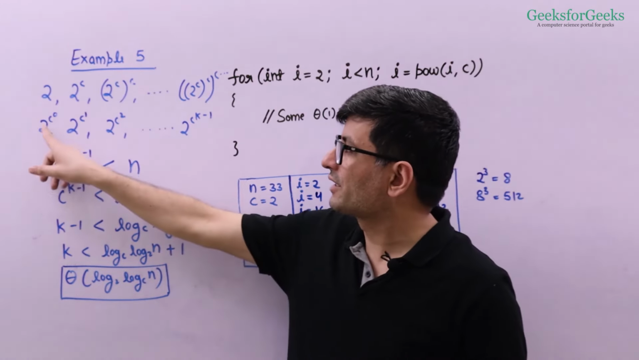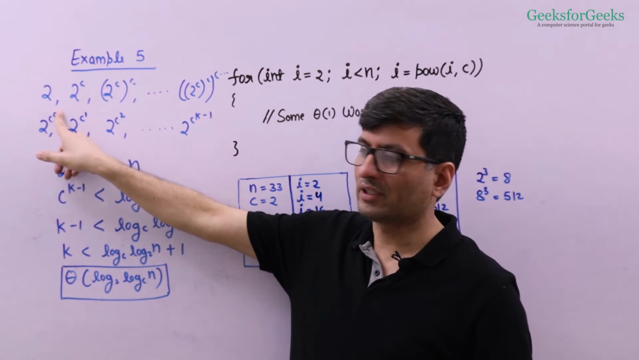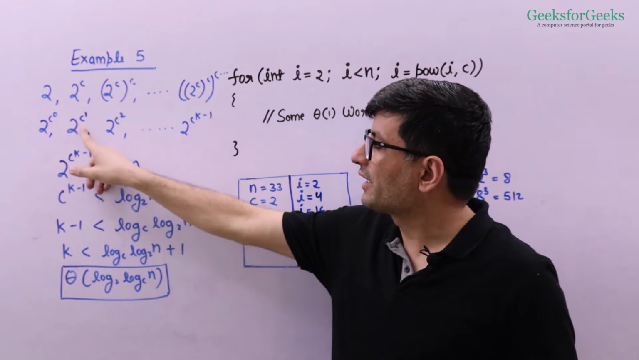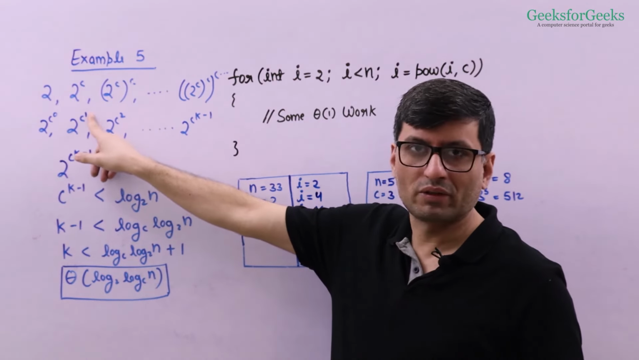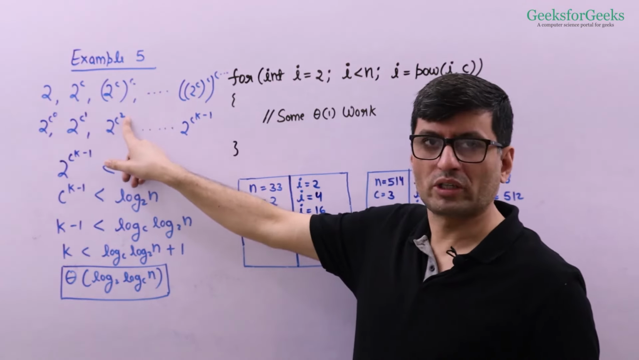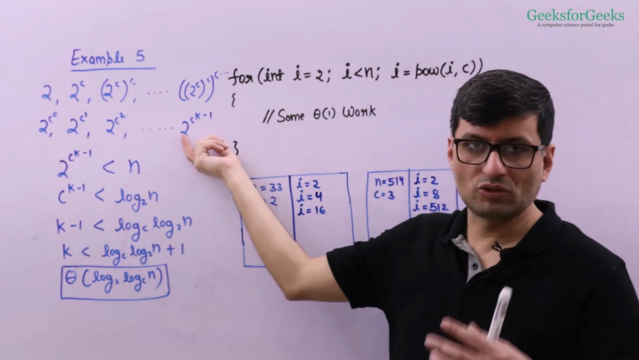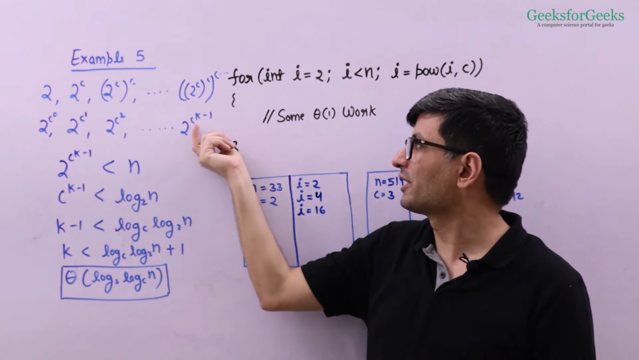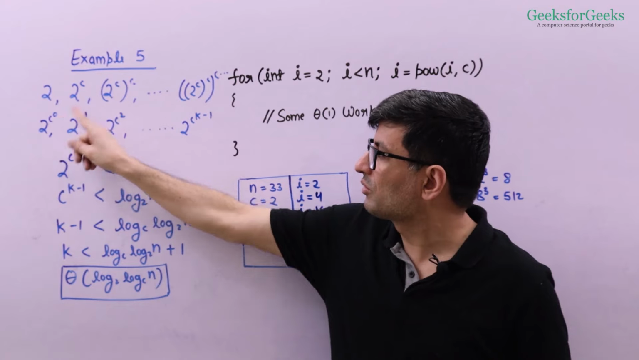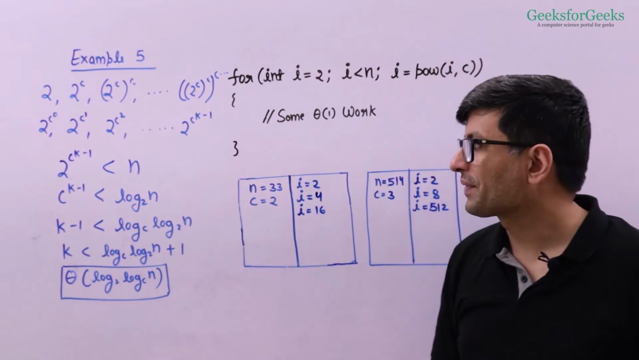Then I can write it as 2 raised to the power c raised to the power 0, which is 1. 2 raised to the power 1 is 2 only, right? And I can write this as 2 raised to the power c raised to the power 1, which is 2 raised to the power c only. And this can be written as 2 raised to the power c squared. And the last term, since this loop is going to run k times, is written as 2 raised to the power c raised to the power k minus 1. So the loop runs from 0 to k minus 1, total k times.